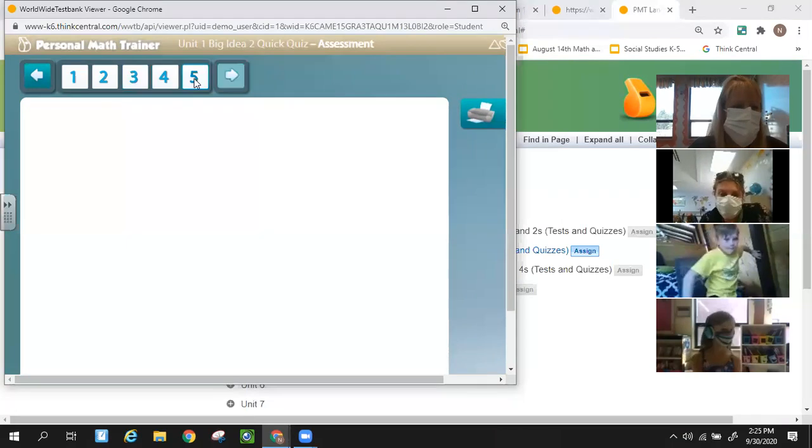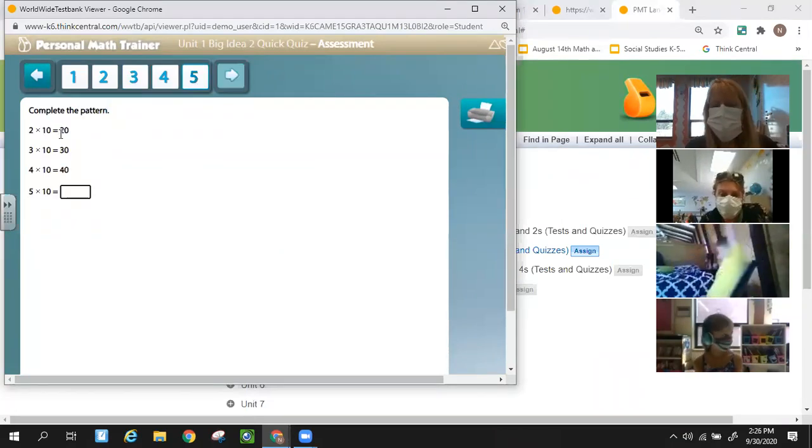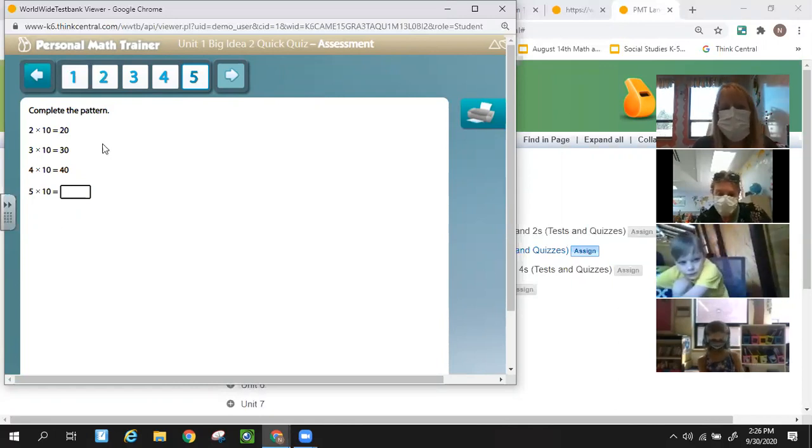Excellent. Fact family. And then last but not least, you had a pattern to complete. 2 times 10 is 20. 3 times 10 equals 30. 4 times 10 equals 40. 5 times 10 equals 50. All right. Well done.